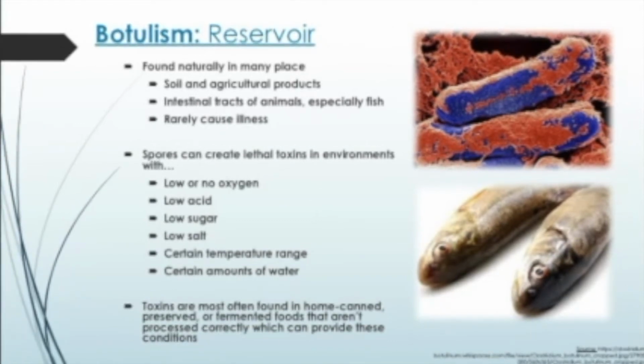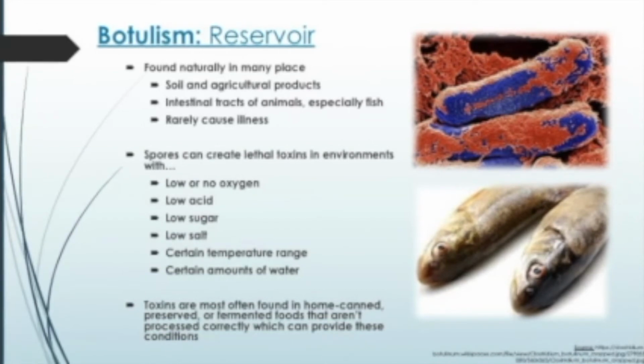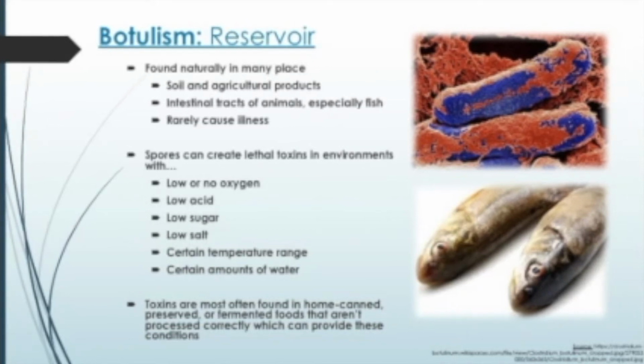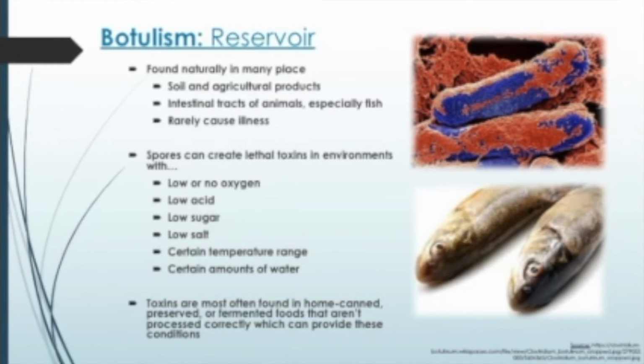So basically, the bacterium is not harmful until it releases these toxins, and then they are harmful to us as humans. Those toxins are most often found in things like home canned, preserved, or fermented foods that weren't processed correctly, which can provide these conditions for the bacteria. So you need to be careful around those different foods because they can cause the disease botulism.